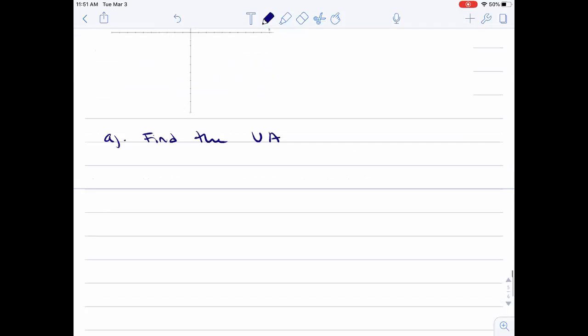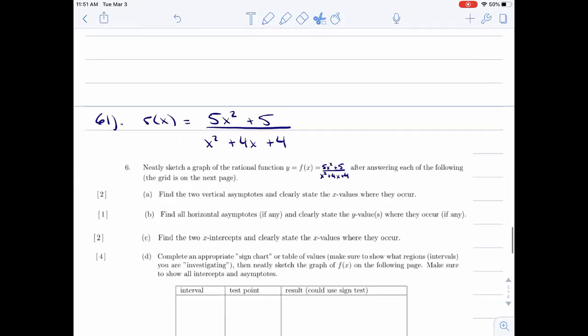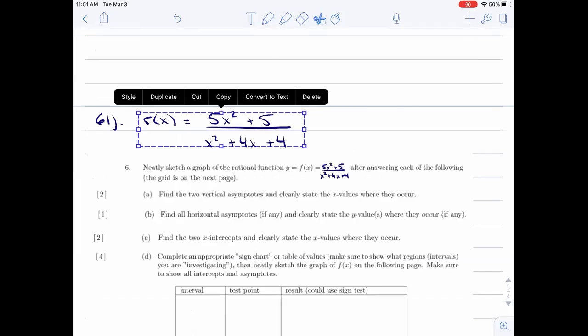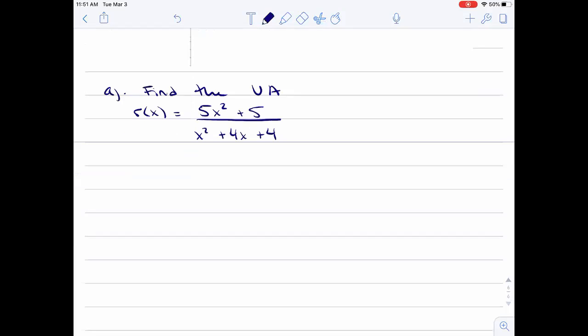So if we go to part A, find the vertical asymptotes, and I'll copy this one more time here. You've got it in front of you, but I don't want to be scrolling up and down all the time. So here, the vertical asymptote is going to be when x squared plus 4x plus 4 equals 0.